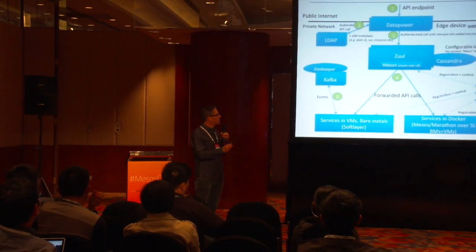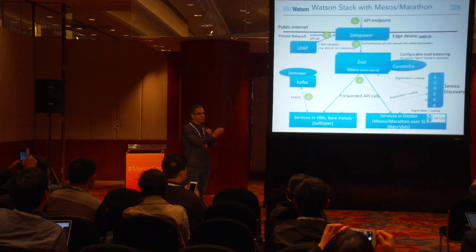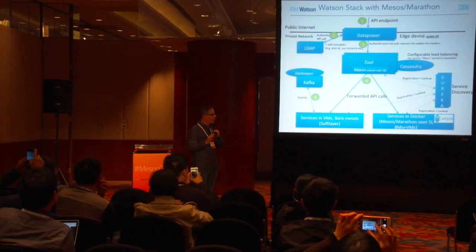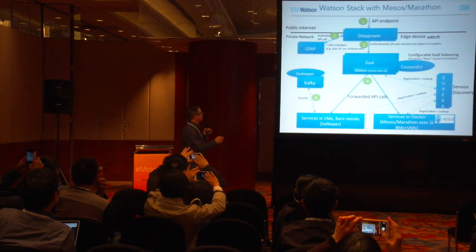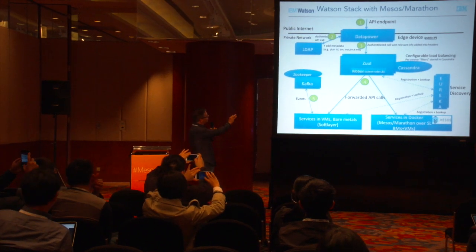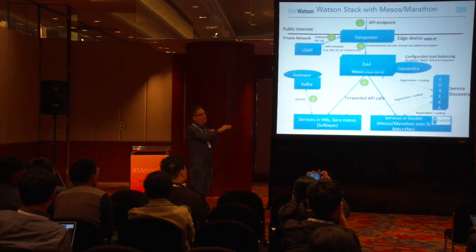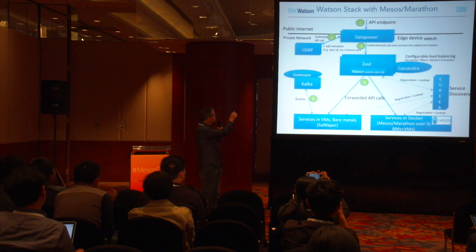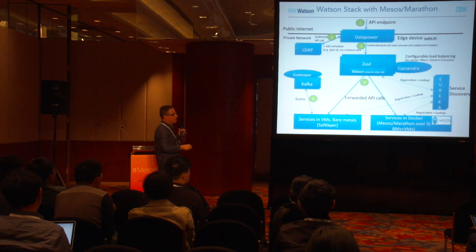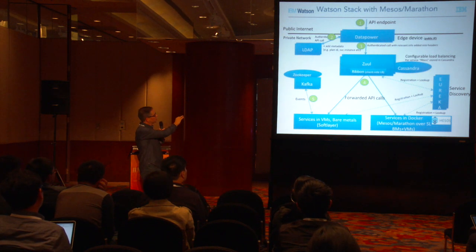Okay. All right. And now this is where we are today, which is pretty much where we were then. But just a little bit more detail, right? So you can see the API endpoint at the top. We've got a DataPower edge device that provides our public IP. The requests coming in, we have an LDAP server there. The requests coming in go to Zuul.